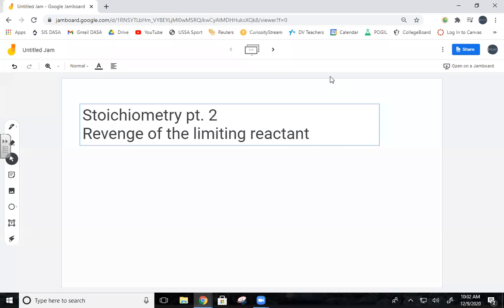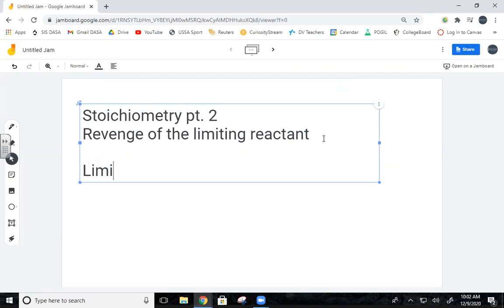Okay, so today we're going to talk about limiting reactants. Stoichiometry part 2. The limiting reactant.